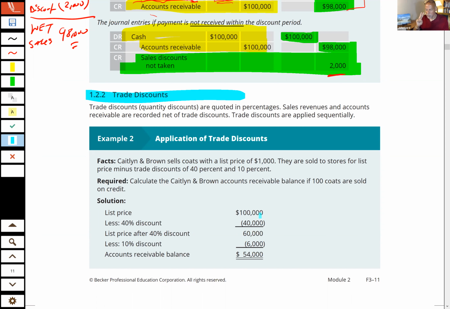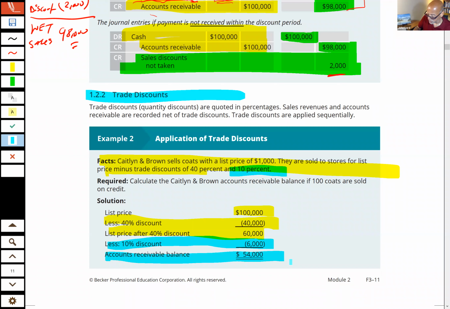They'll give you the discount in two tranches, trying to trick you into adding that together as a 50% when you have to take the first discount and then the second discount on the already discounted price. Okay, so that's what happens here. They call out that they're going to sell 100,000 worth of coats, and it's a 40% discount. Okay, so there's that 40% discount. So after the discount, it's 60,000. And then that second 10% discount comes off of the already discounted price. So the accounts receivable is 54,000, right?